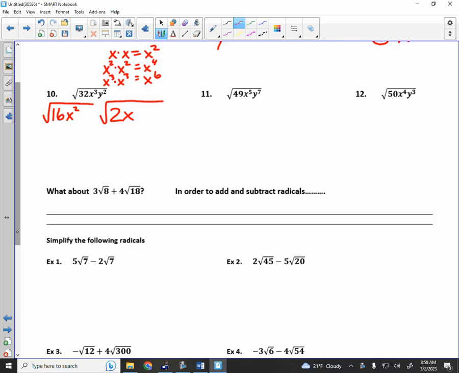And then I move to my y's. Is y squared a perfect square? Yes, so it can go here, and I don't need anything over here. So, square root of 16, 4, square root of x squared, x, square root of y squared, y. And then you have root of 2x. That's your answer.